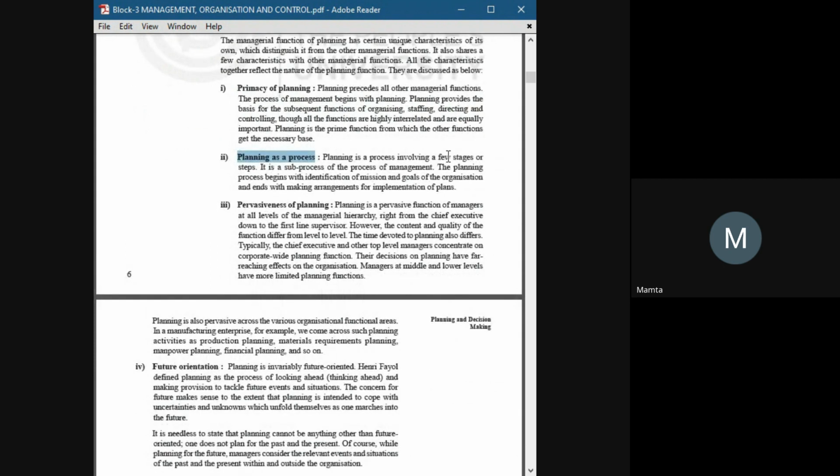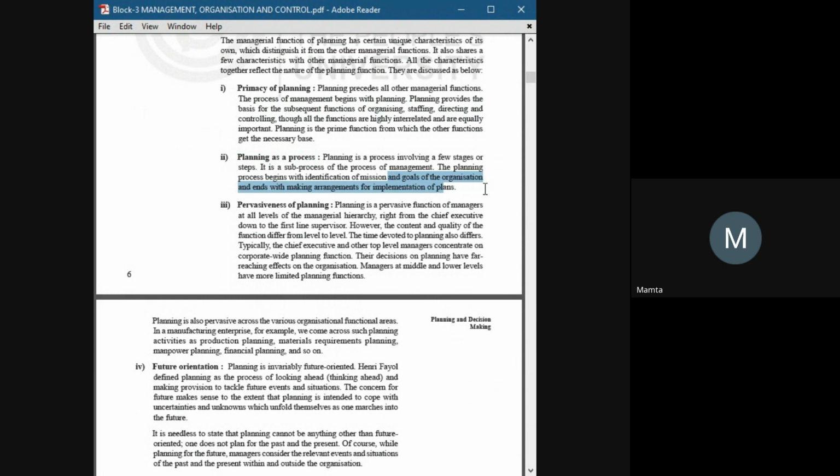Planning is a process involving a few stages or steps. It is a sub-process of management. The planning process begins with the identification of the mission and goals of the organization and ends with making arrangements for the implementation of plans. Planning is not like that in the starting you have decided what to do and it ends there. Planning means the implementation of the plan too, and sticking to the plan.